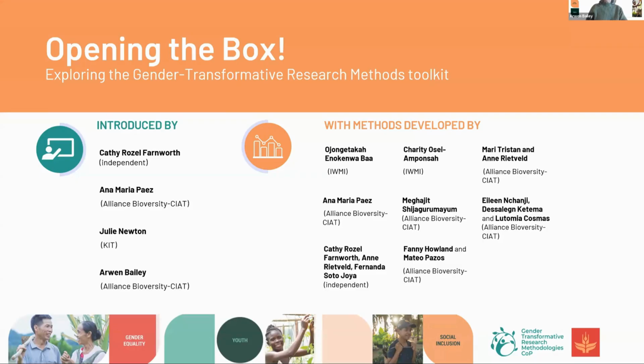Session organised by the Gender Transformative Research Methodologies community of practice. And today we'll be talking about opening the box, which is about exploring the Gender Transformative Research Methods Toolkit.